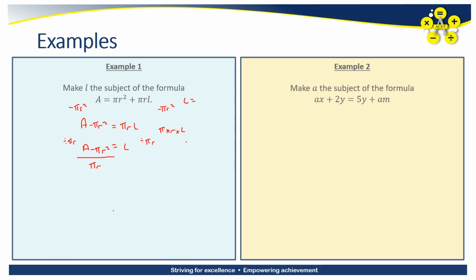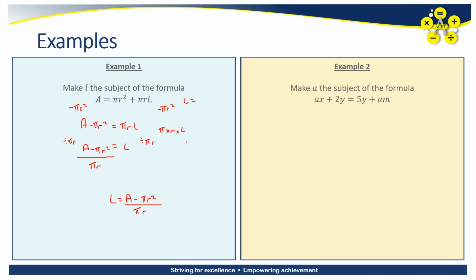Now notice I've got L on its own. L is the subject. So I'm just going to rewrite it down here just to show you. L is a minus pi r squared all over pi r. Now I can't simplify this any further. Some people are tempted to say, well, there's pi on the numerator and pi on the denominator, so I can just get rid of them. But unless pi turns up in all three terms, it's not common and we can't simplify it. The same is true for r. Unless it turned up in all three terms, we couldn't get rid of it. So I'll leave it alone. I've rearranged my equation, I've made L the subject, and so I'm done.